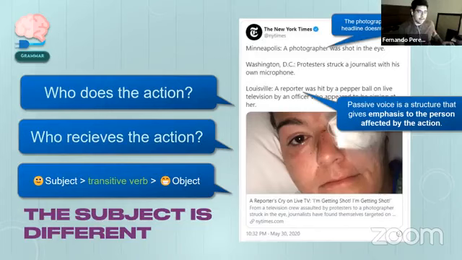Okay. So this is the first thing that I need you to take a note. The purpose of passive voice. What is the purpose of passive voice? To give emphasis to the person affected by the action. Okay. That's the first note that I need you to take into consideration.